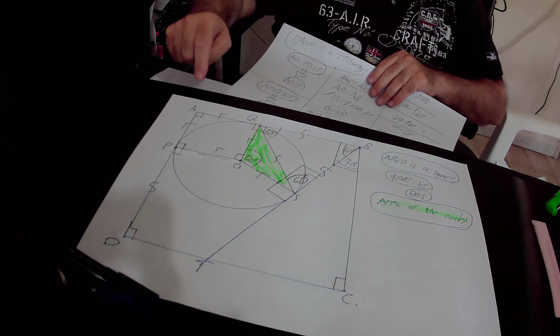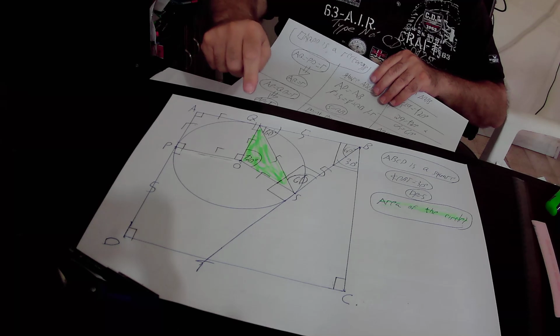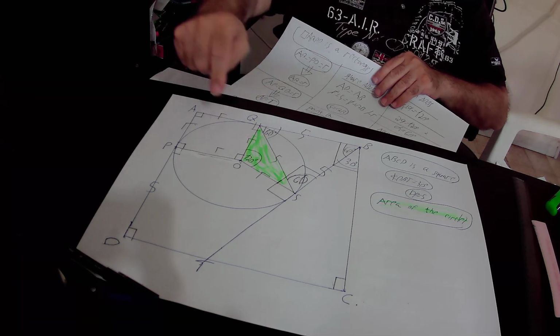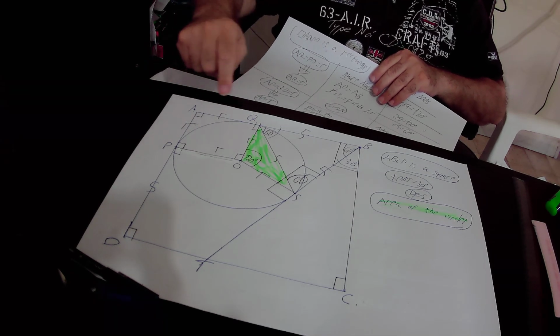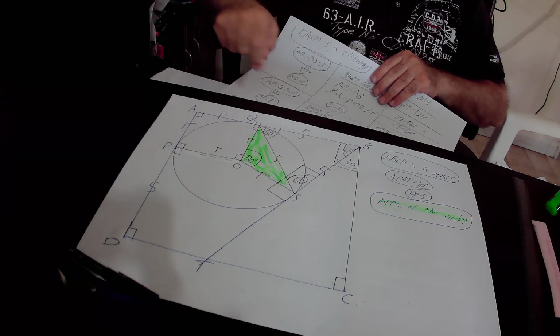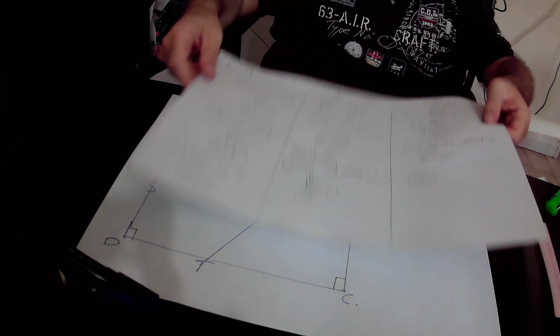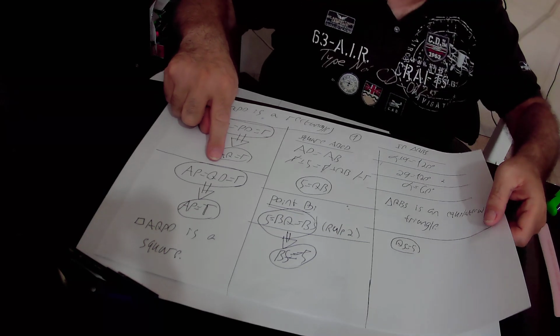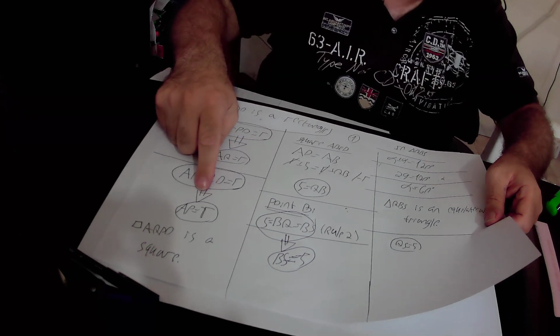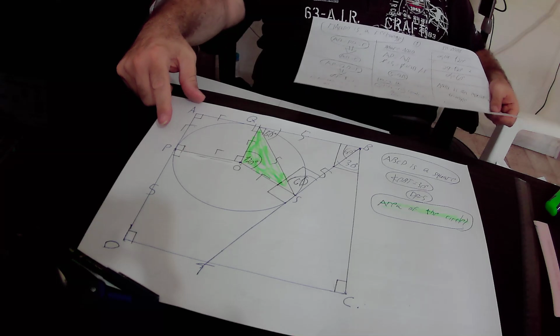Likewise, according to the same rule that the opposite sides of a rectangle are equal to each other, we will get that QO equals AP. But we have already found out that QO equals R. And from this equation, AP equals QO equals R, we will derive that AP is also equal to R. Here, AP equals R also.